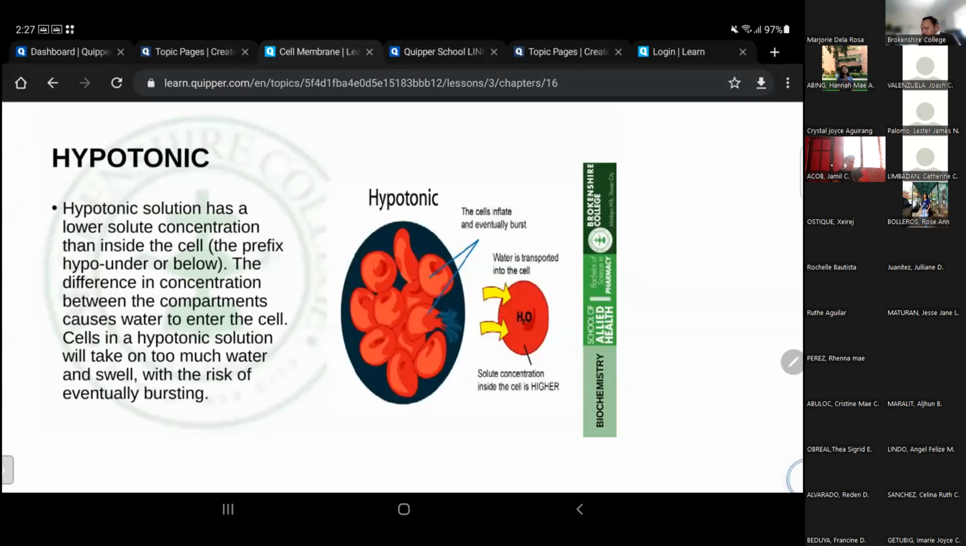Water is transported into the cell. The solute concentration inside the cell is higher. So that is a hypotonic solution.